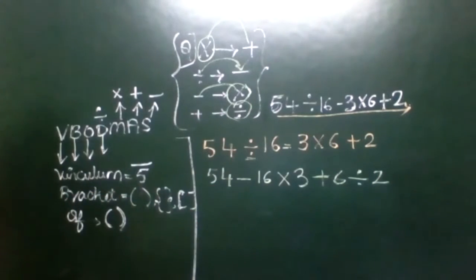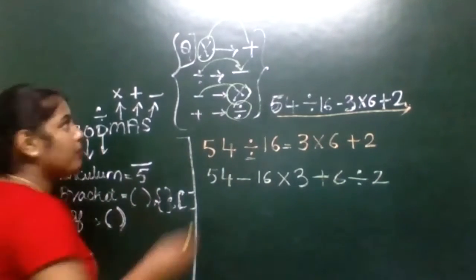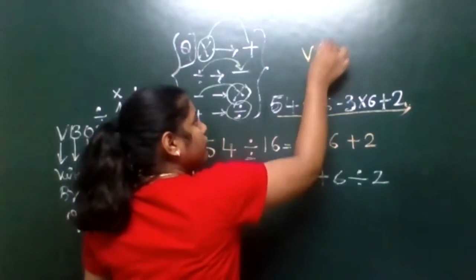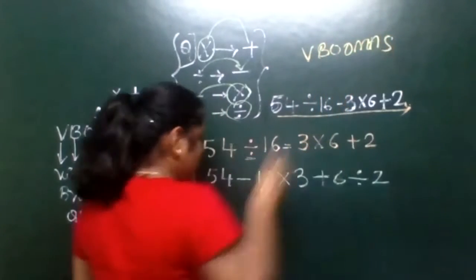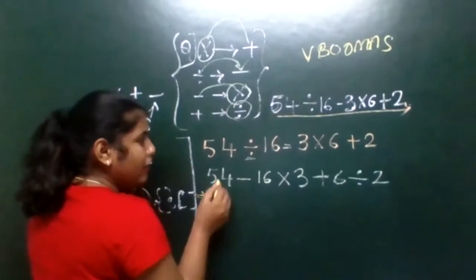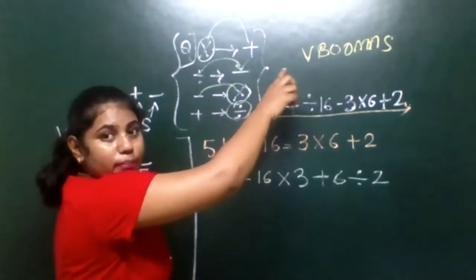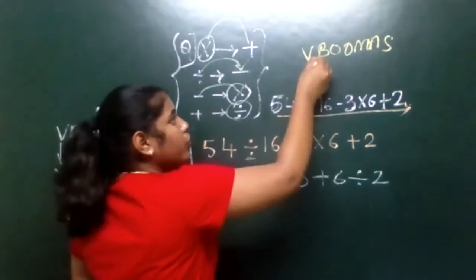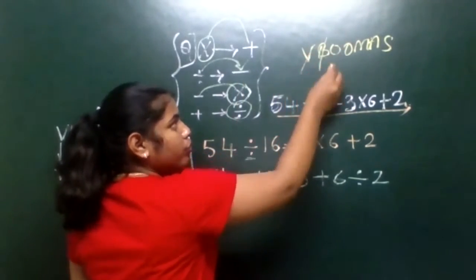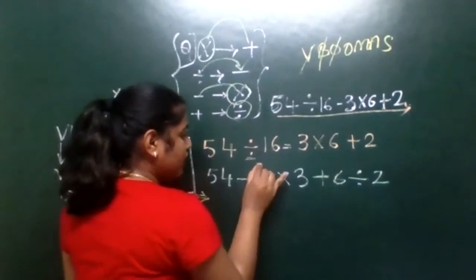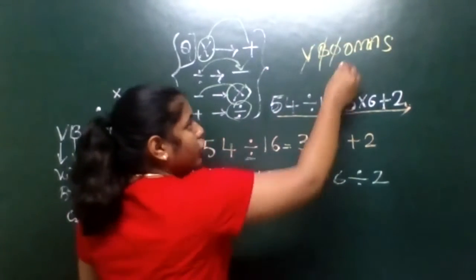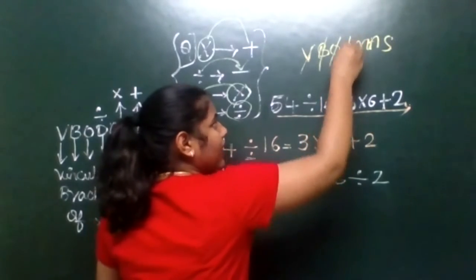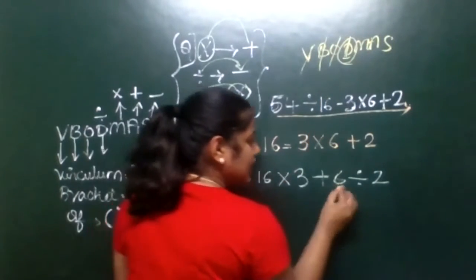What is my third step now? Apply the BODMAS rule. Now in this line, do we have vinculum? No. Do we have brackets? No. Do we have of? Of is nothing but like this, they will use it, but it is not there. Do we have division? Yes. Where is division now? See this.